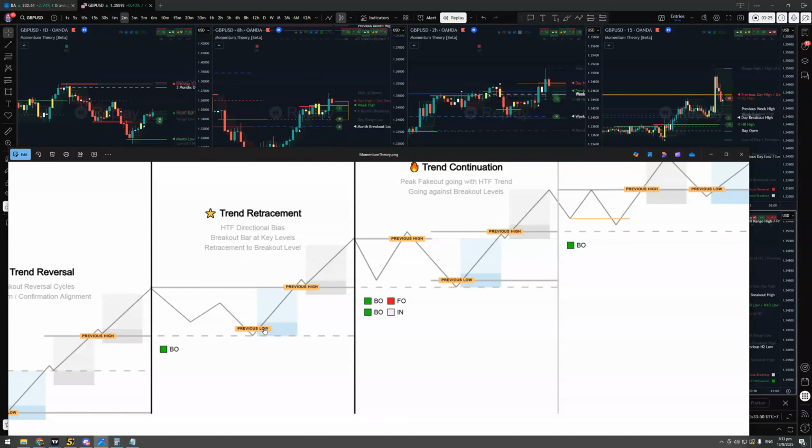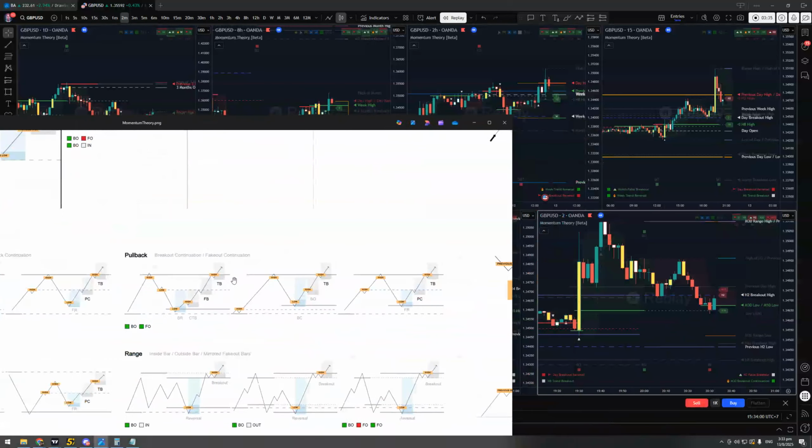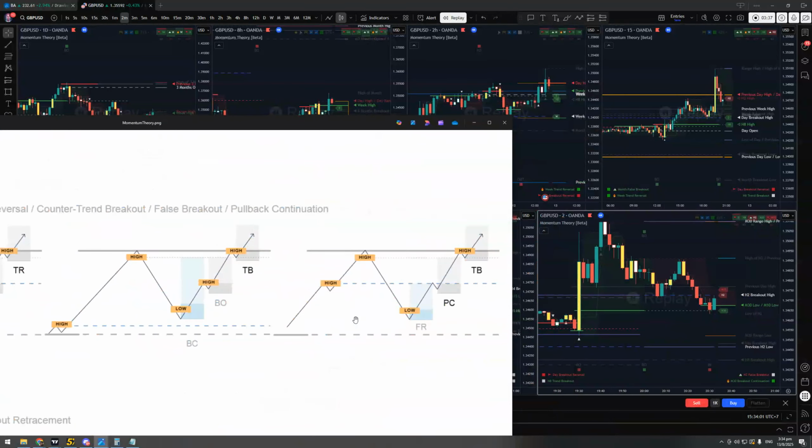So in a trend retracement setup, I want to see price retrace. Once it retraces and triggers that momentum time frame, I'm looking for one of my alignment patterns here: reversal, continuation, or pullback pattern.